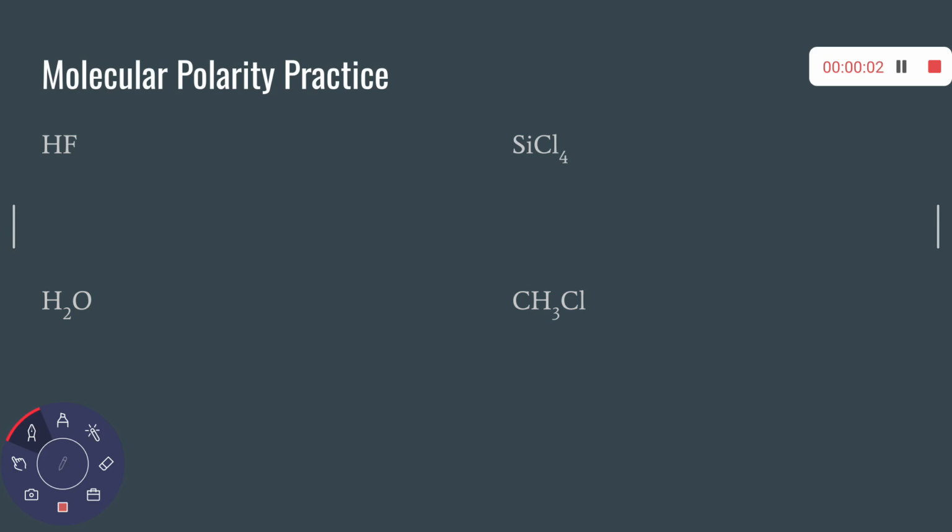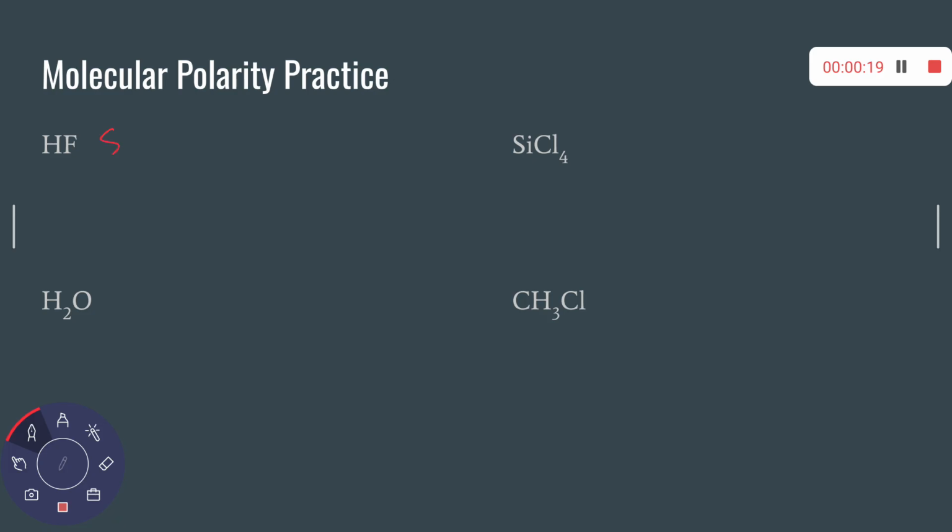All right, so with this, we're going to use our Lewis dot structures and our understanding of geometry and electronegativity to be able to determine the polarity of individual bonds and then the overall molecule as well. So for our first molecule, we are given HF.